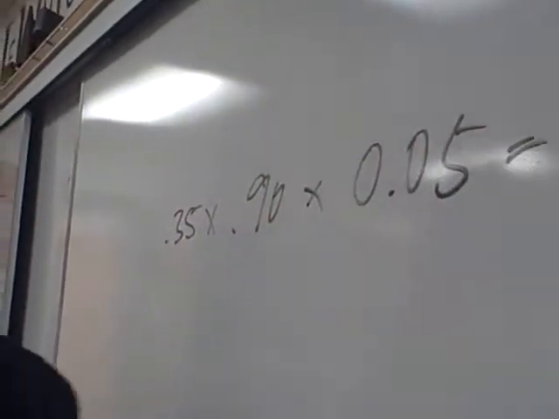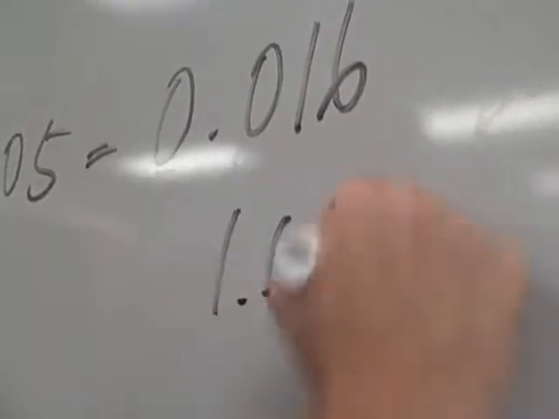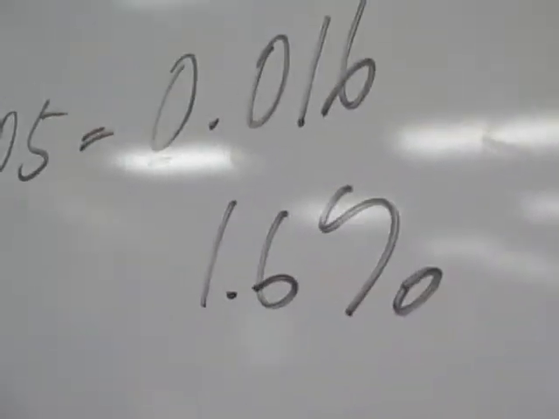And what's that going to give you? 0.016, or 1.6% efficient. Anytime you have efficiency problems, it sounds ridiculous, but all you have to do is multiply each of the percents that you've converted into decimals to get the whole thing. Has everybody got that? That's pretty easy.